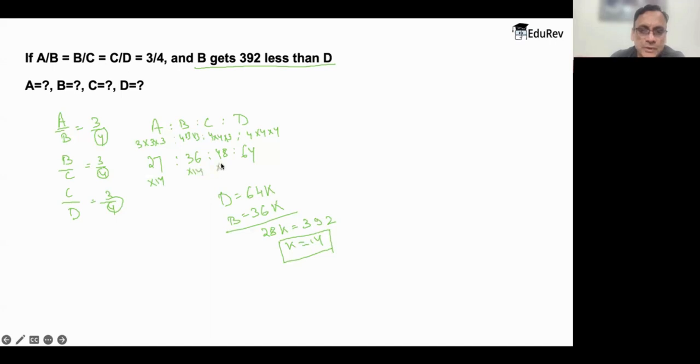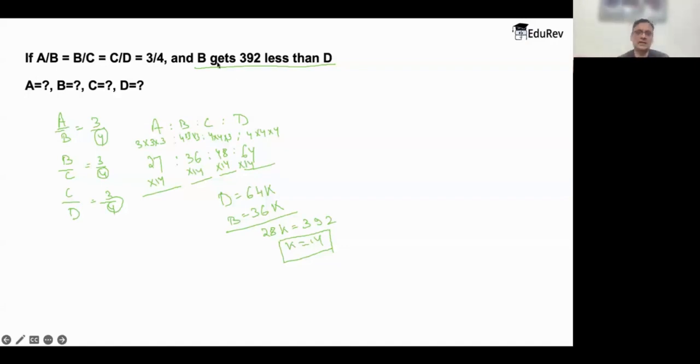All that you have to do is multiply by 14 to get the answer. So A is equal to 27 into 14. Okay. B is 36 into 14. C is 48 into 14. And D is 64 into 14. So A, B, C, D, we combined the ratio using the same concept that we did in the previous question.